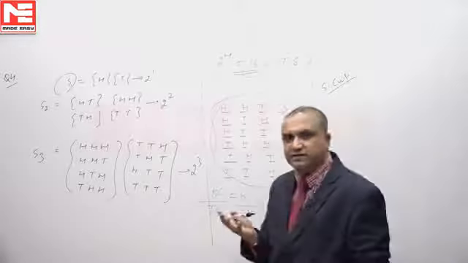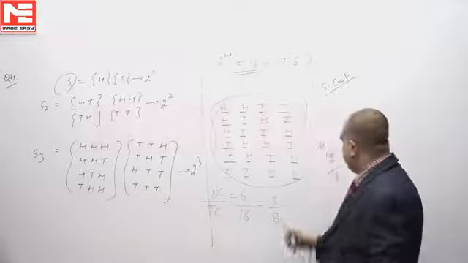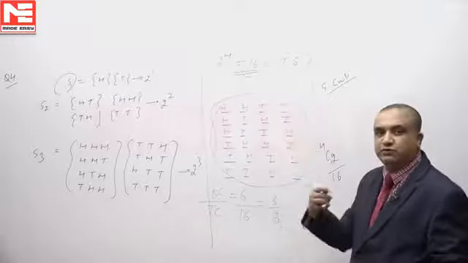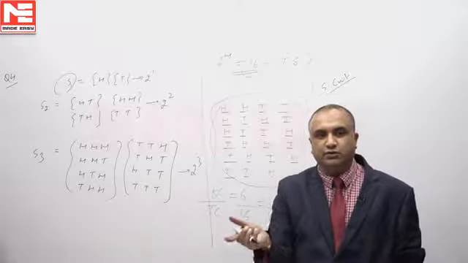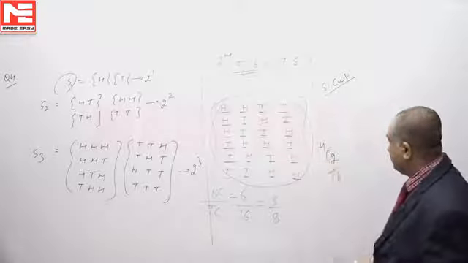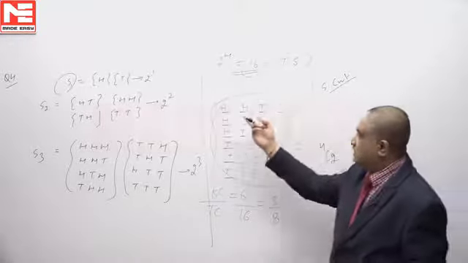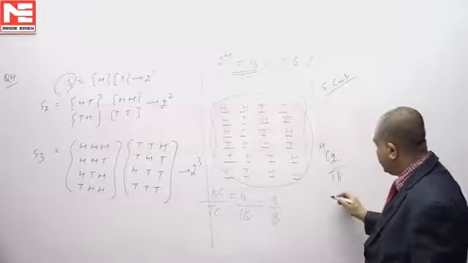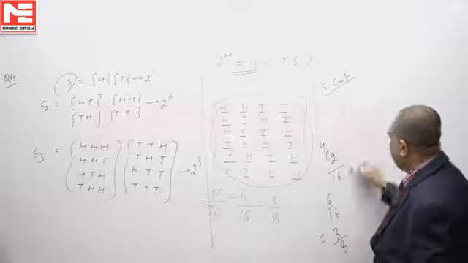4C2: out of 4 chances I am selecting 2 chances which should result in a head, which can be done in 4C2 ways. There is no need of selecting the other 2, as they have to be necessarily tails, because we need 2 heads and 2 tails. We have already selected 2 heads. So 4C2 is the number of ways in which 2 heads will appear. 4C2 by 16, that is 6 by 16, which is equal to 3 by 8.